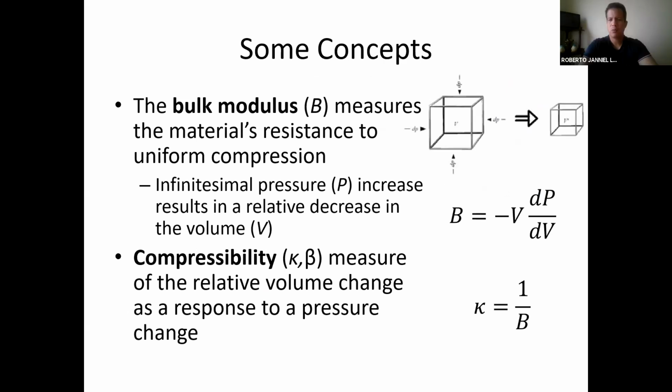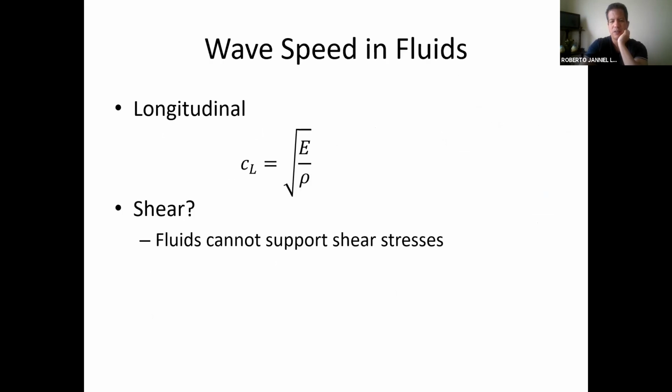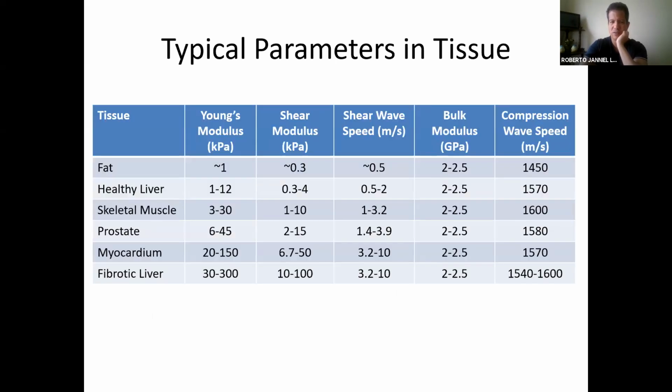So there's the idea of the bulk modulus again, which is the resistance of the material to a uniform compression, right? And there's a compressibility, which is measuring relative volume change in response to a pressure change, which is 1 over the bulk modulus, right? So when you have propagation in fluids, you have your longitudinal wave speed, but you don't have shear propagation because fluids cannot support shear stresses, right?